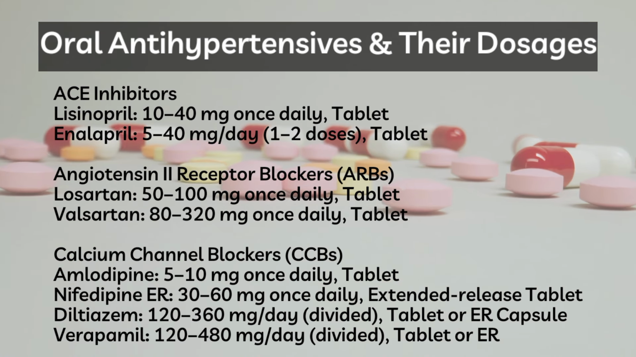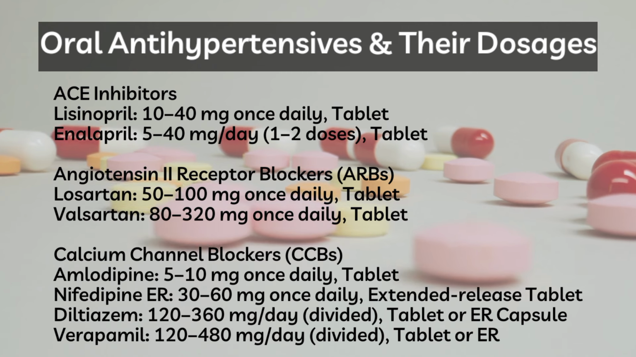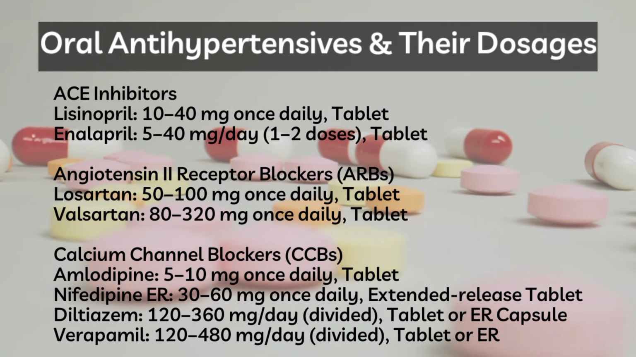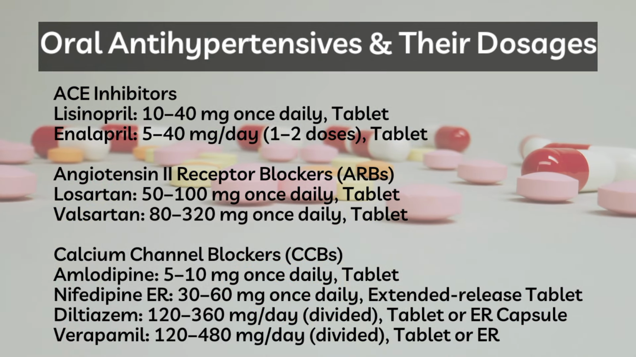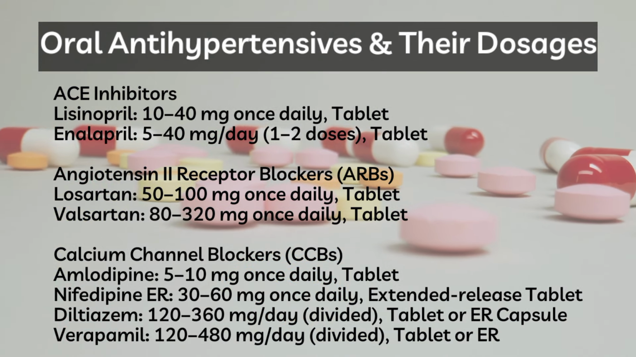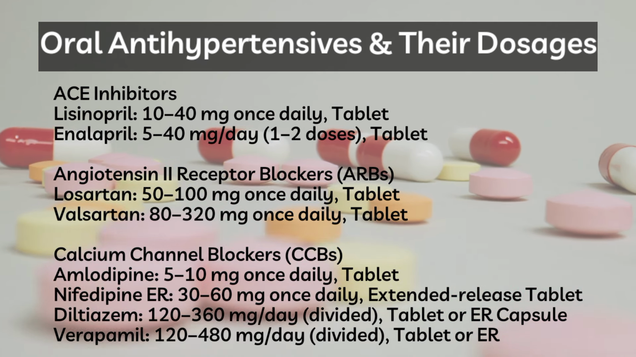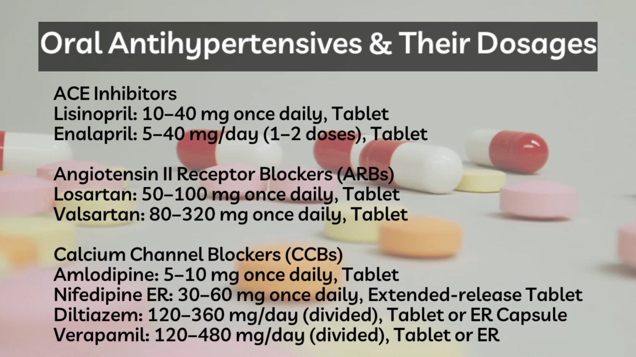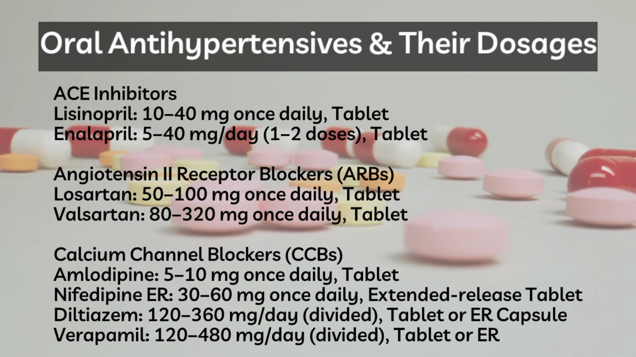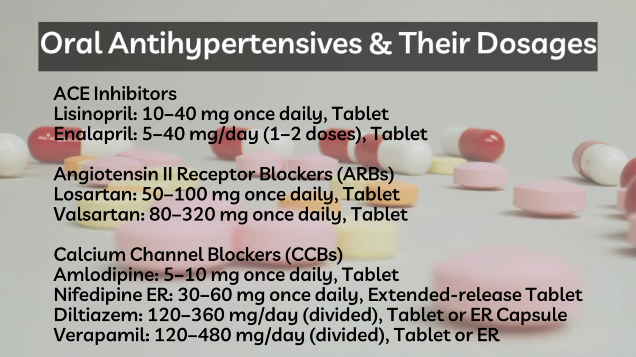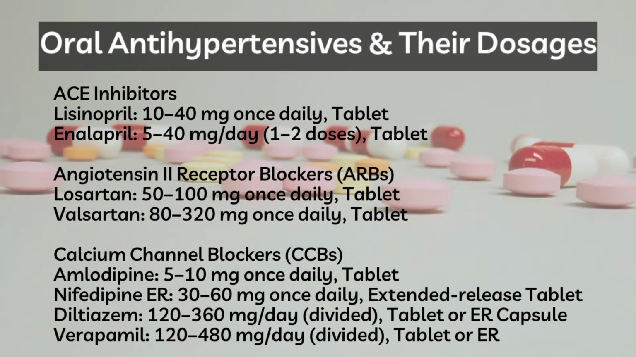After that, we are going to look at the ACE inhibitors. These are the angiotensin II converting enzyme inhibitors. They block the formation of angiotensin II and thus relax vessels and drop blood pressure. Examples in this category include lisinopril and enalapril. Next up are their close cousins called angiotensin II receptor blockers. They follow the same pathway, but now they block the receptor directly. Examples include losartan and valsartan.